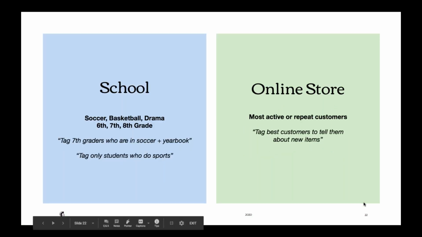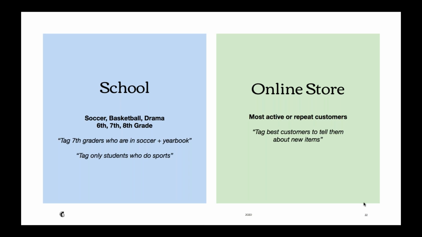A middle school has tags for their different student activities. Soccer, basketball, and drama are tags, along with 6th, 7th, and 8th grade. This would allow a school administrator to easily send out emails to parents of 7th graders who are in soccer and drama, or to specifically contact students who only do sports. Or perhaps you run an online store and you'd like to tag your super shoppers who are consistent customers so that you can easily give that group a heads up about new inventory.